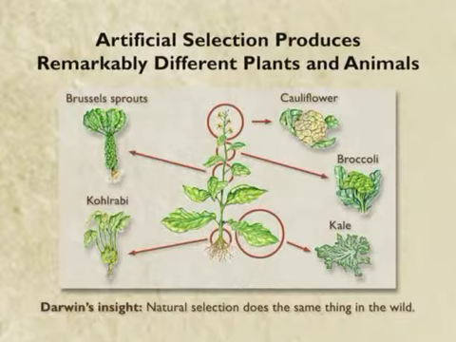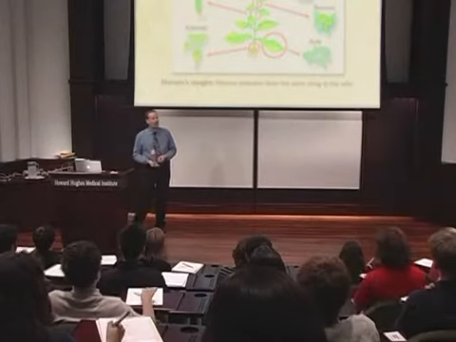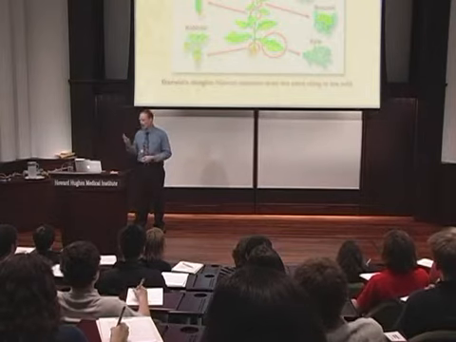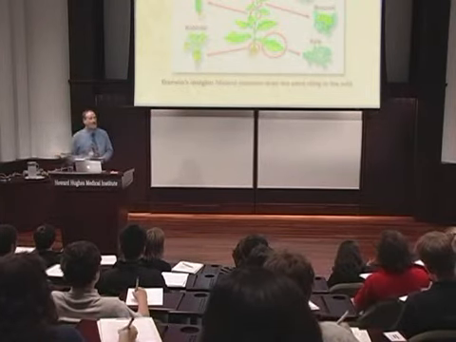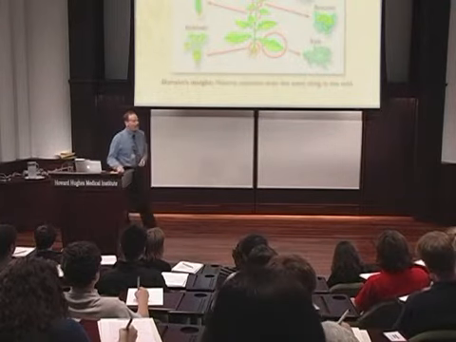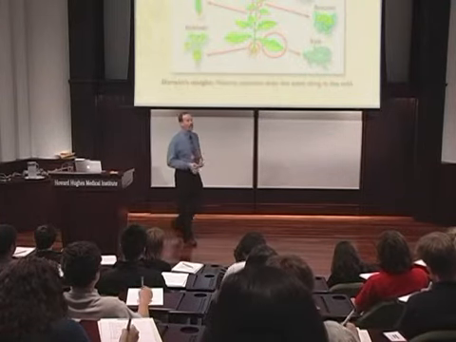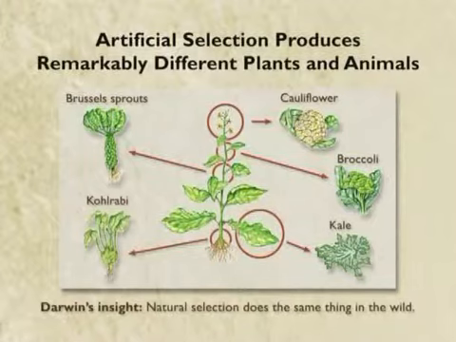And he realized that nature does exactly the same thing. And Darwin's insight was that there was a force in nature which he called natural selection, and that natural selection automatically selected for animals and plants that were best adapted to their environment. The variation that appears in nature is acted upon by natural selection.